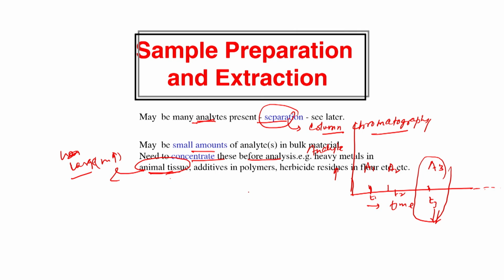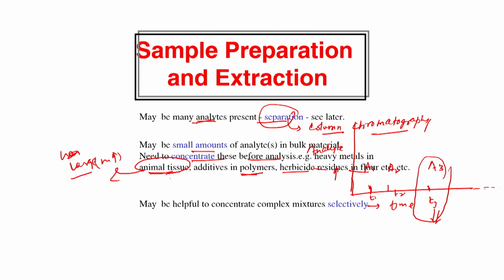Additives, for example additives in polymers, will also be in very small quantity. Herbicide residue in flour, okay: if you want to measure some herbicides in that, the concentration is very low, so you have to concentrate it.